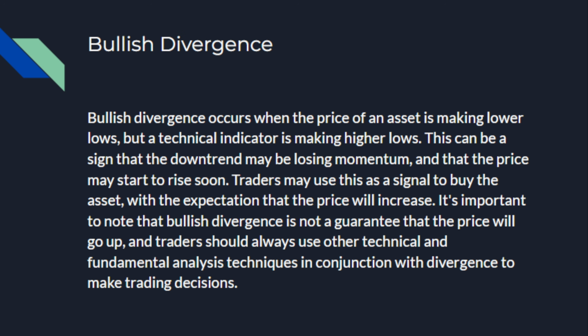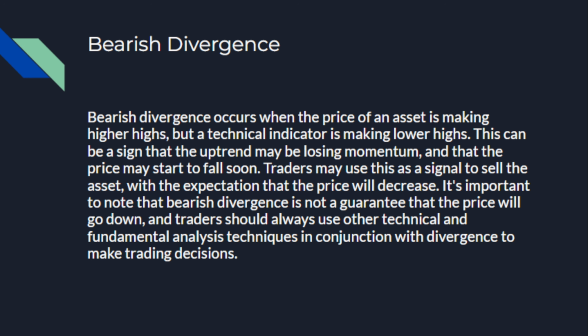Now, what is a bullish divergence? A bullish divergence occurs when the price of an asset is making lower lows, but a technical indicator is making higher lows. This can be a sign that the downtrend may be losing momentum and that the price may start to rise soon. Traders may use this as a signal to buy the asset with the expectation that the price will increase. It's important to note that bullish divergence is not a guarantee that the price will go up, and traders should always use other technical and fundamental analysis techniques in conjunction with divergence to make trading decisions.